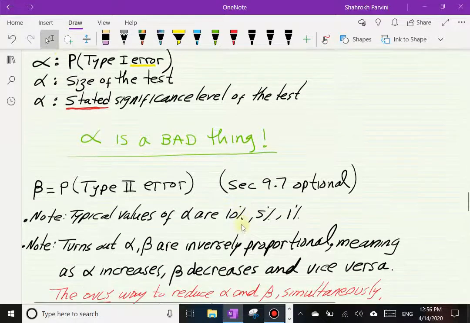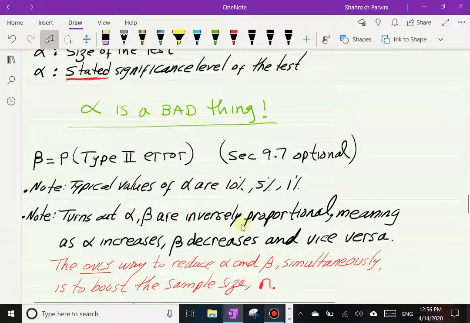Now, how do we actually minimize both kinds of errors? Because remember, both kinds of errors are bad. Either an innocent person ends up going to jail, or a guilty person is set free. So both of those cases are not good.